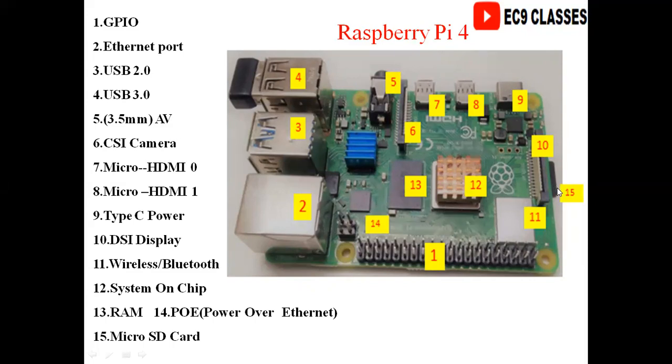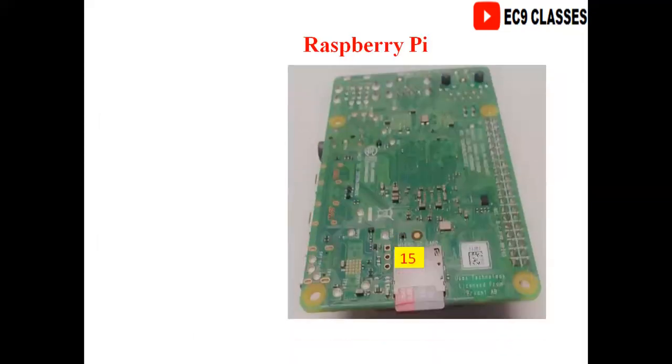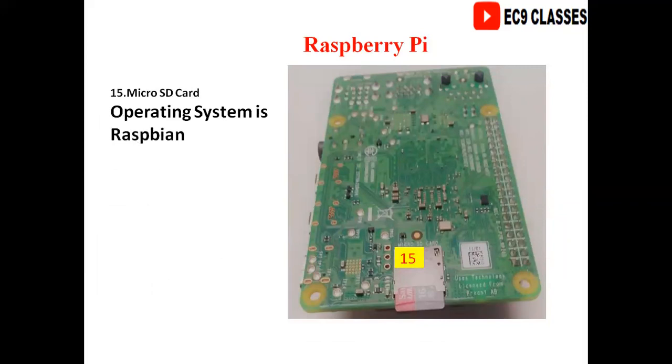The 15th one means the back side of this Raspberry Pi microcontroller. Observe this one. Yes, this is the 15th one. This is the back side of the Raspberry Pi. So this is the slot. In this slot, we are going to insert the SD card. In that SD card, we need to install the operating system. Here I have used the Raspbian software for this microcontroller.